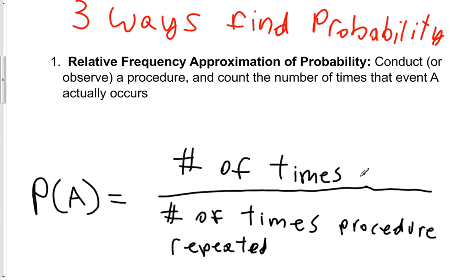And this fraction will give us an estimate of the probability of event A. And it's based on historical information. So that's the first method we're going to look at.